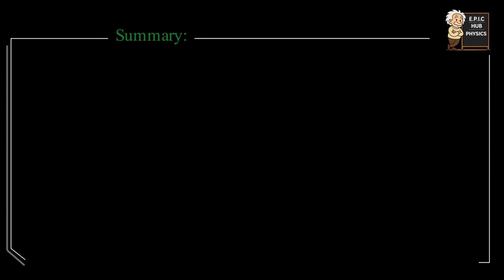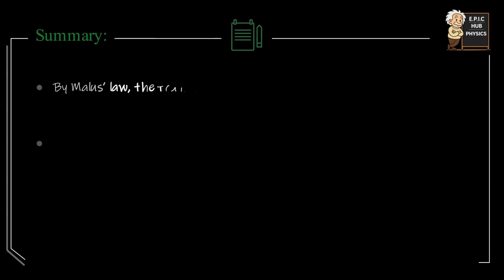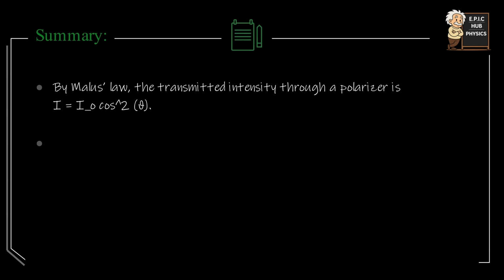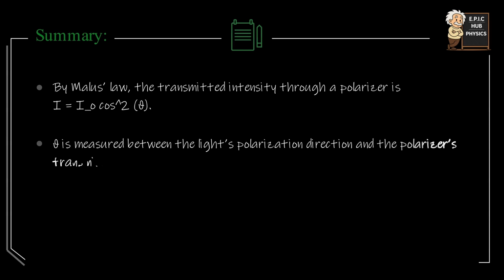Recap. By Malus's law, the transmitted intensity through a polarizer is I equals I0 cos squared theta, when theta is measured between the light's polarization direction and the polarizer's transmission axis.